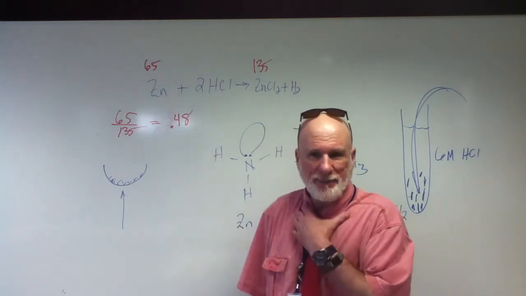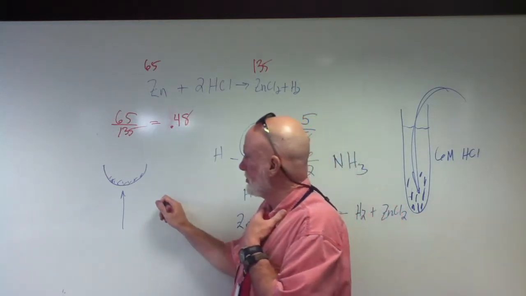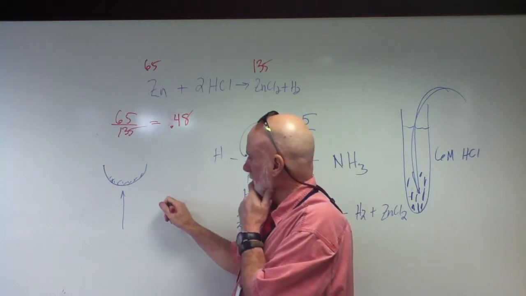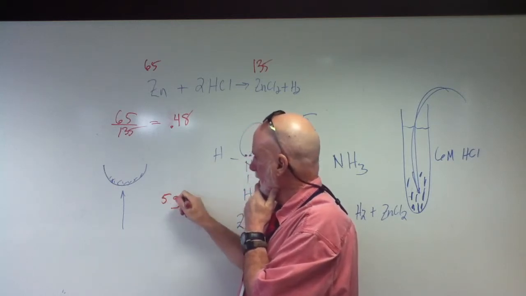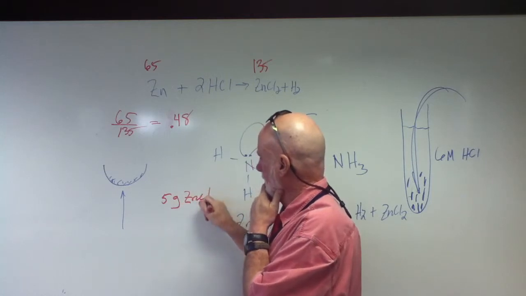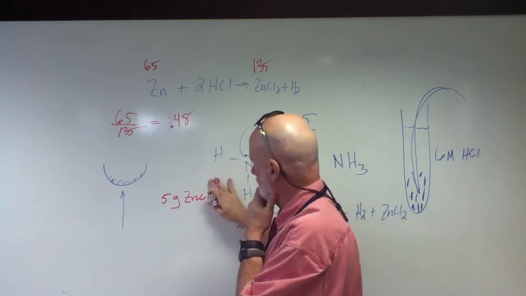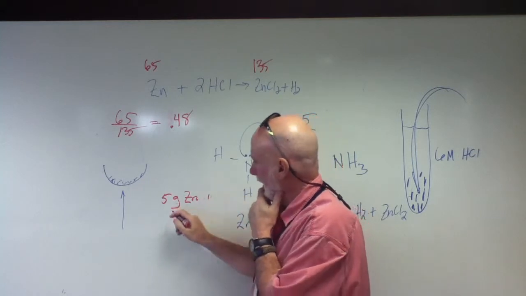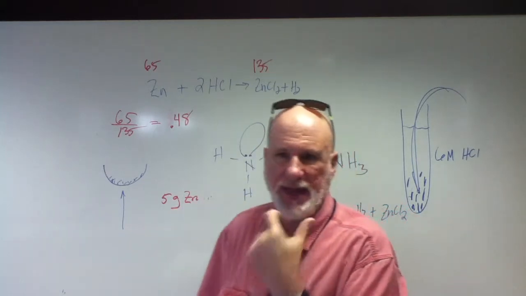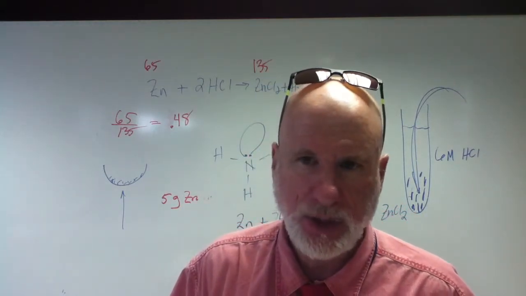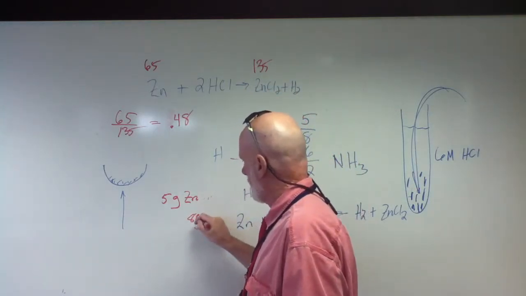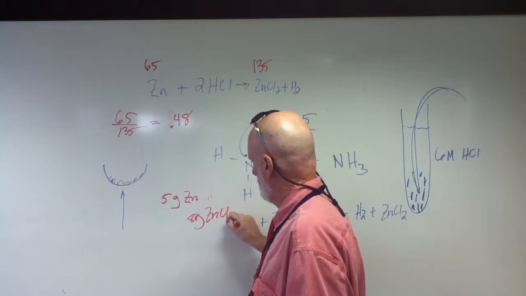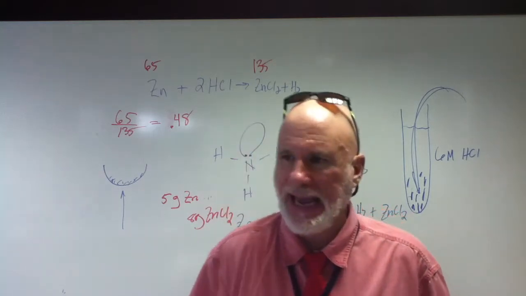0.48, right? Well, what happens if I said, well, I used 5 grams of zinc, and I found the mass of the zinc chloride, and I got 8 grams of zinc chloride. What's 5 divided by 8?